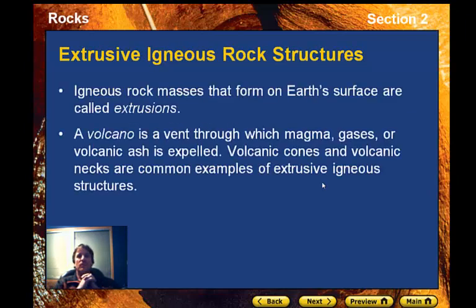Igneous rock masses that form on Earth's surface are called extrusions. A volcano is an example of an extrusion. We have volcanic cones and volcanic necks as common examples.